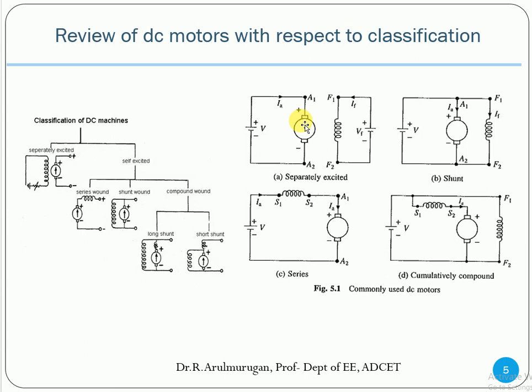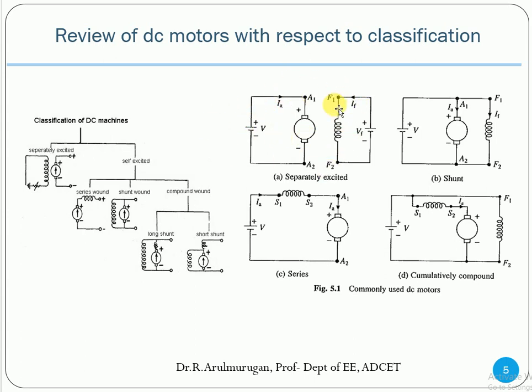Why is it a constant speed motor? T is directly proportional to IA. What is the general formula? T is directly proportional to phi into IA. Here phi is a constant, so T is directly proportional to IA. So that's why you get constant torque. Our starting torque is medium, constant torque or medium starting torque.